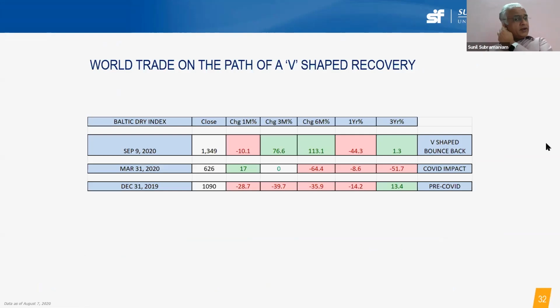Right? Another indicator which is indicative of this kind of a move is called the Baltic Dry Index, which tells you about inter-country trade. Right? And there, as you can see, from the pre-COVID level of 1090, the freight rates dropped to 600, but have since more than doubled. So clearly, inter-country trade is also on the path of a V-shaped recovery.